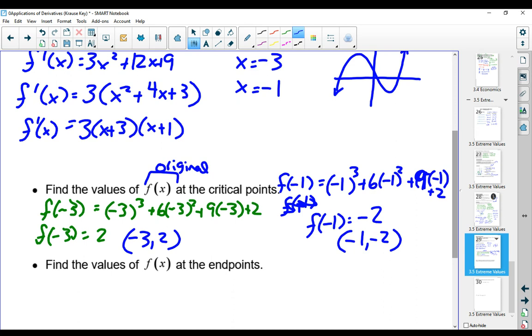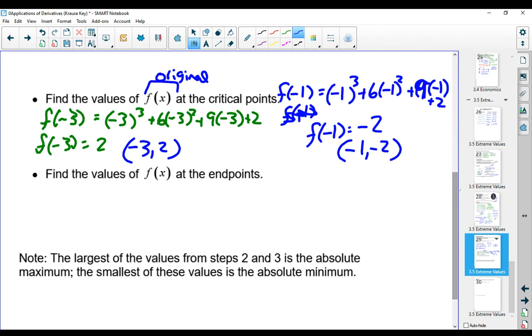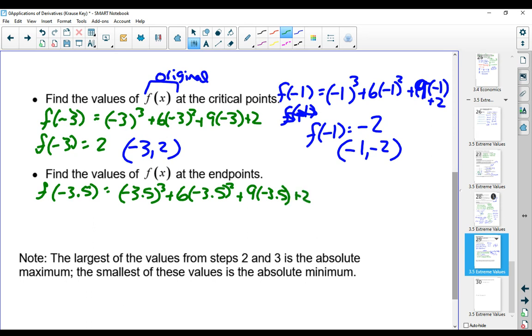So those are points that may or may not be our maxes and our mins. We don't know, and we won't know until we compare our endpoints. So we also consider our endpoints. So find the values of f of x at the endpoints. So we have an endpoint of negative 3.5. So f of negative 3.5 would be negative 3.5 cubed plus 6 times negative 3.5 squared plus 9 times negative 3.5 plus 2. So f of negative 3.5 equals 1.125. Now you can certainly convert that into a fraction, but right now for comparison purposes, I'm going to keep it as a decimal. So that would mean one of our coordinates is negative 3.5 and 1.125.